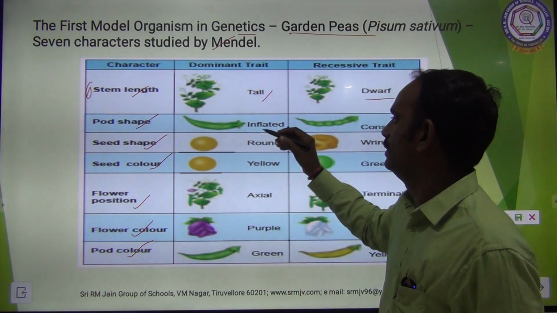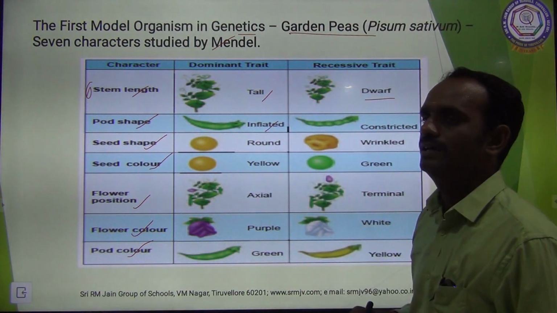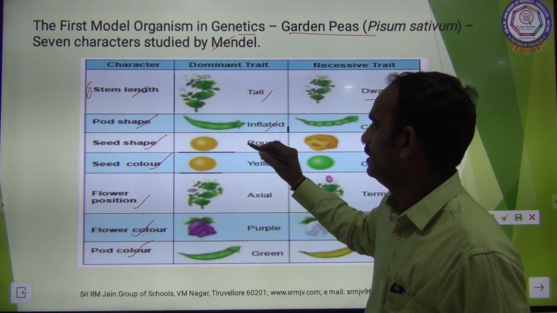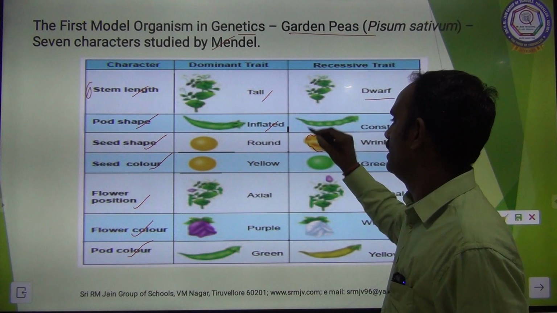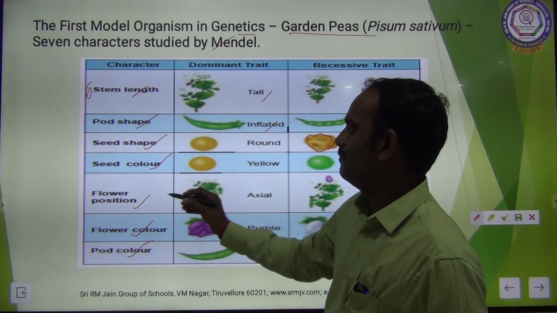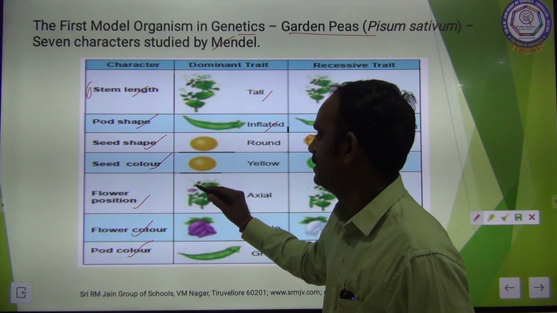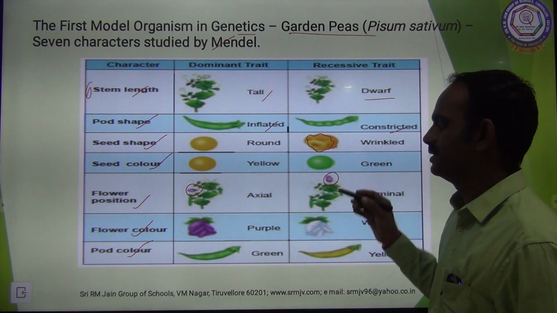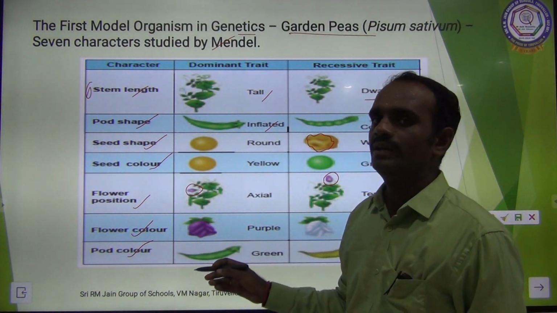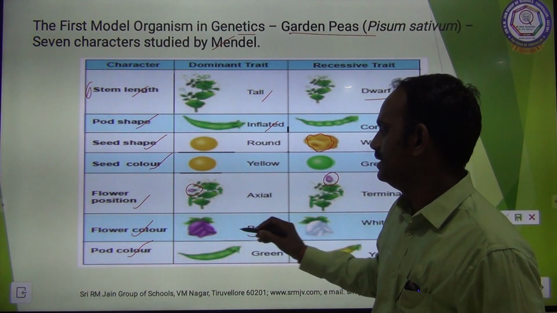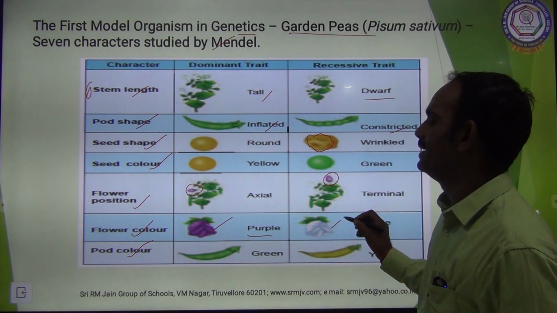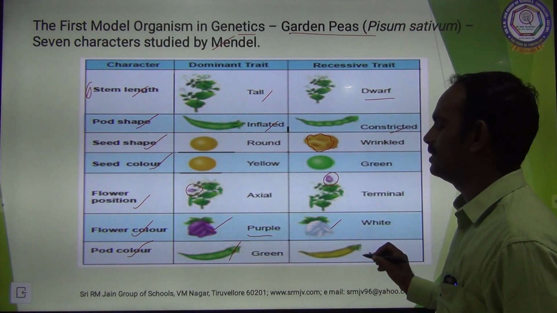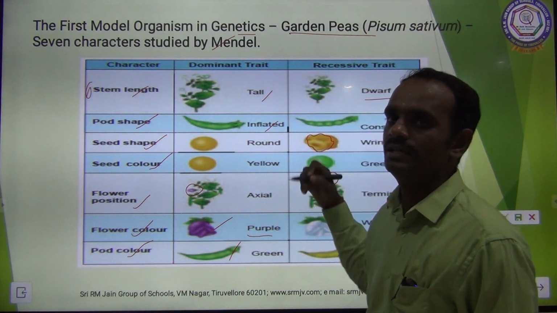In pod shape, the dominant is inflated, the recessive is constricted. In seed shape, it is round, the other is wrinkled. Flower position: dominant means axial position, recessive means terminal position. Flower color: dominant trait is purple, recessive is white. Pod color: dominant is green, recessive is yellow.